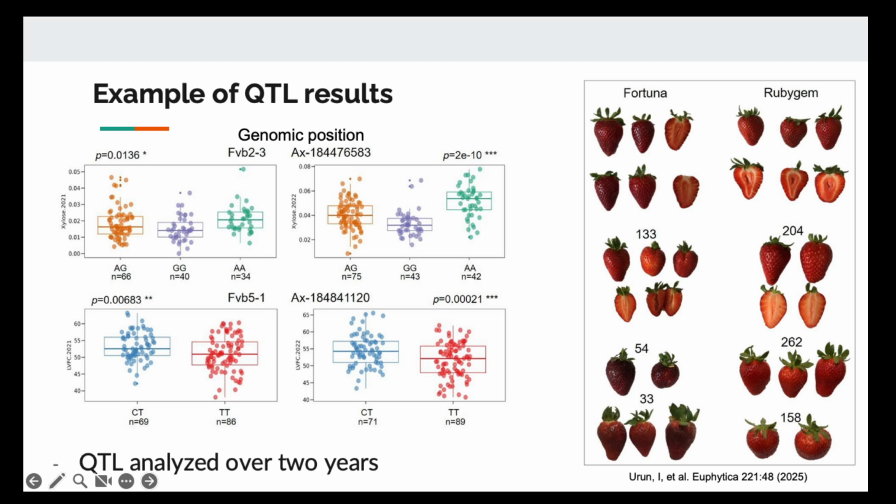In this case, genotype AA seems to be producing slightly more of, I can't read the enzyme name, but anyway, and genotype GG seems to be producing less. And this happened in both years. So this is like an external validation that this linkage between genotype and phenotype is not random. If we repeat the experiment again the next year, we get the same result.